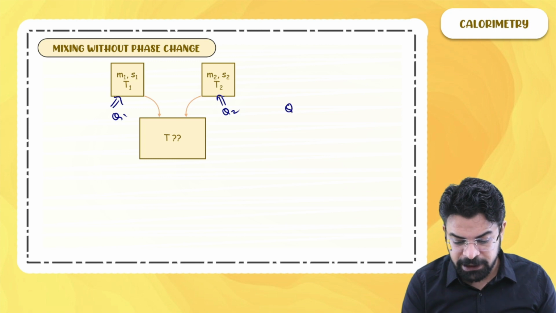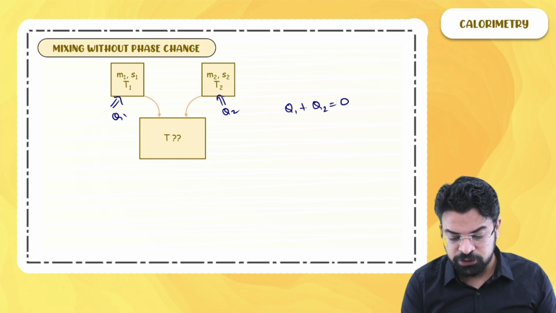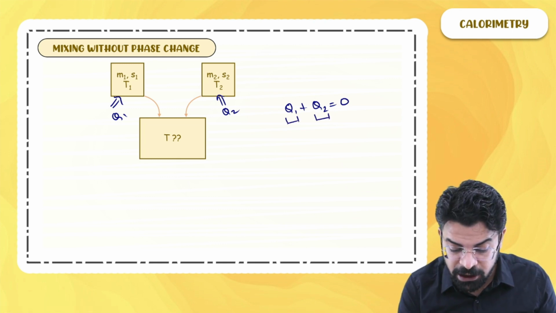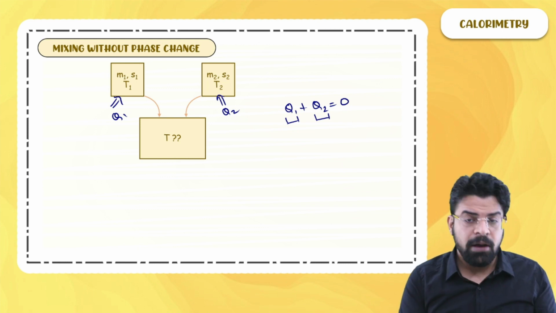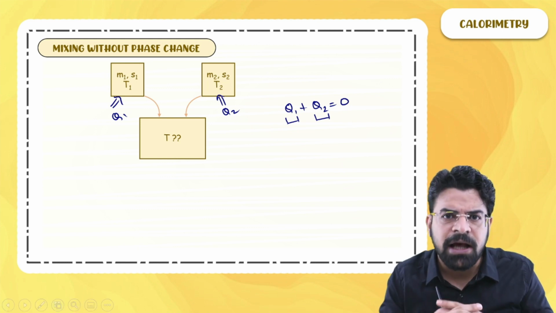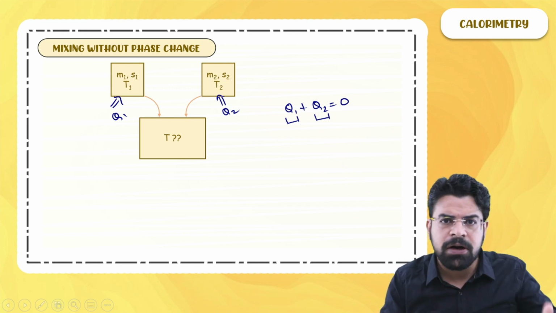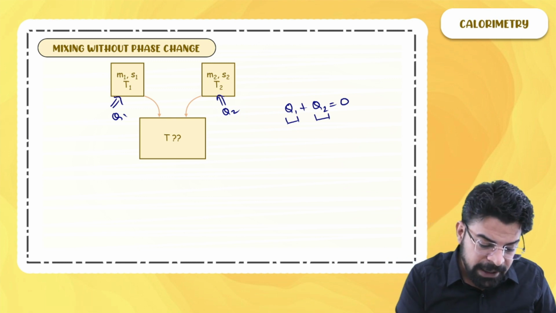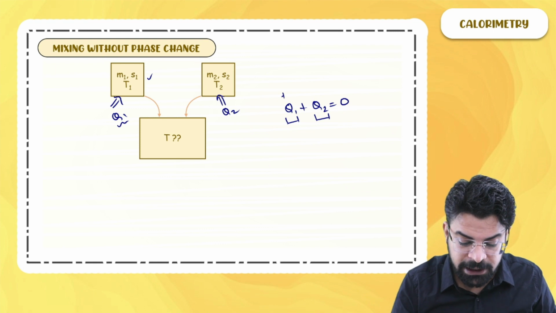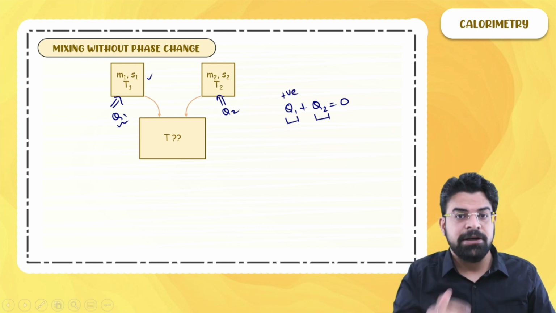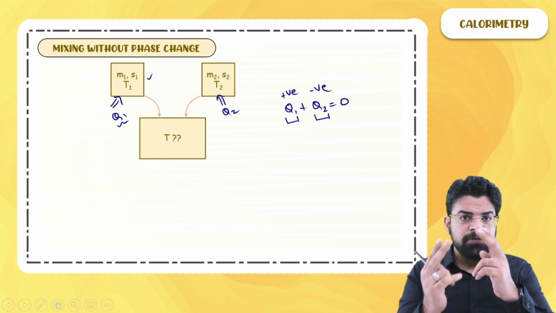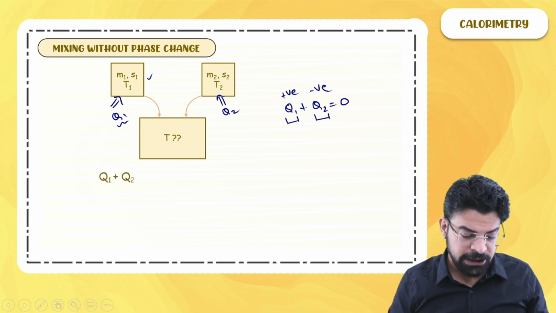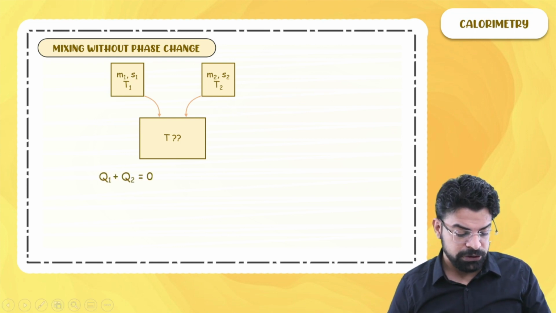Why? When I write heat given to first body plus heat given to second body equals 0, it means that we are providing heat to one of the bodies and we must be taking out heat from the other body. What is happening when you mix? The one at higher temperature will provide the heat to the one at lower temperature, right? So for the one who gets heat, the heat given will be positive, and for the one who gives heat, the heat given will be negative, and the sum of these two has to be equal to 0 because we are not providing any external heat. So we write the equation as heat given to 1 plus heat given to 2 equals 0.